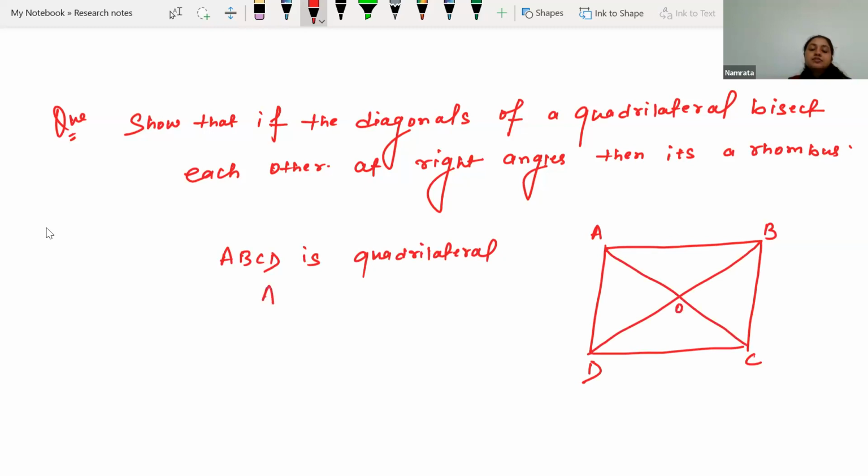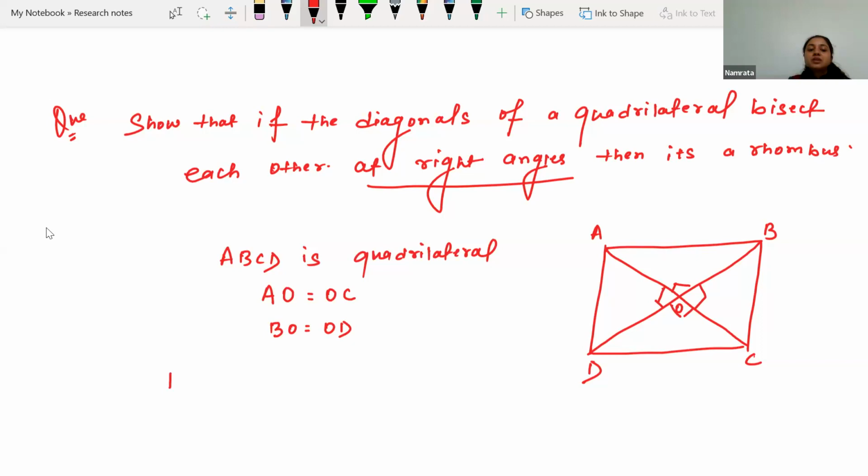That means it is given that in this quadrilateral AO and OC are the same, BO and OD are the same. It is given over here at right angle. So diagonals are bisecting each other at right angle. Here we have 90 degrees, here 90 degrees, here 90 degrees, and here also 90 degrees. That too is given over here.